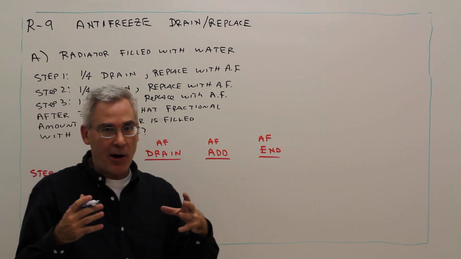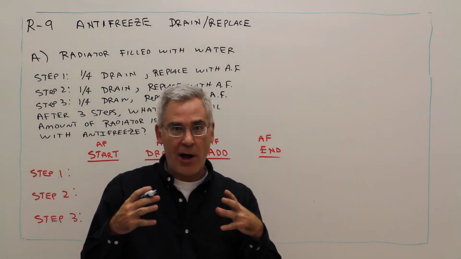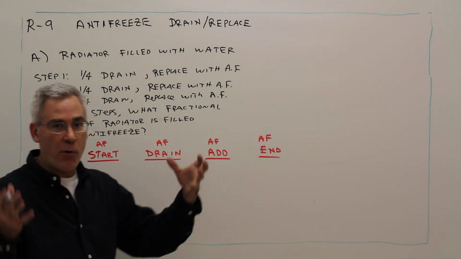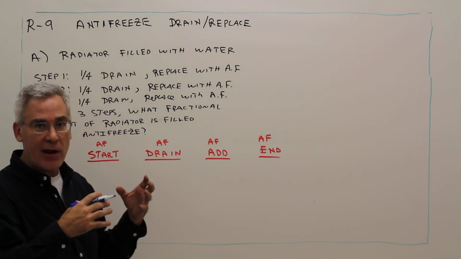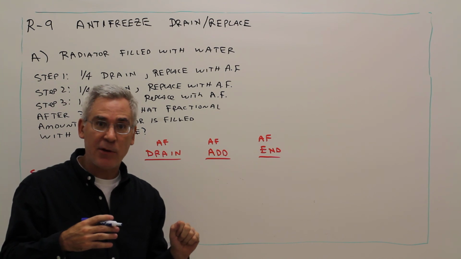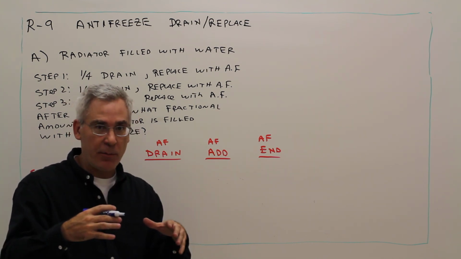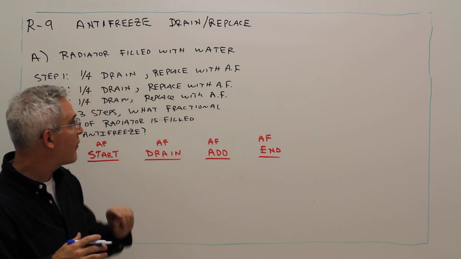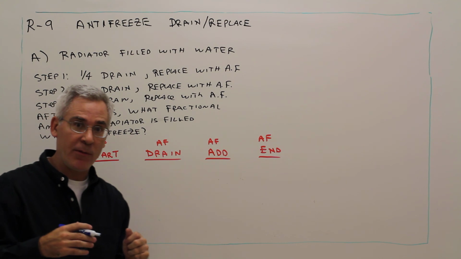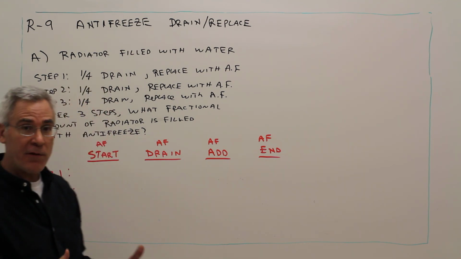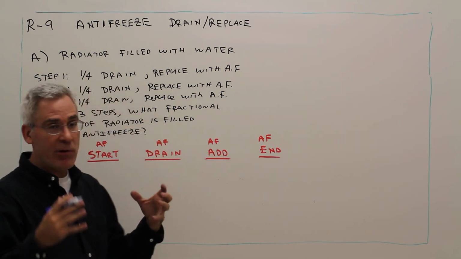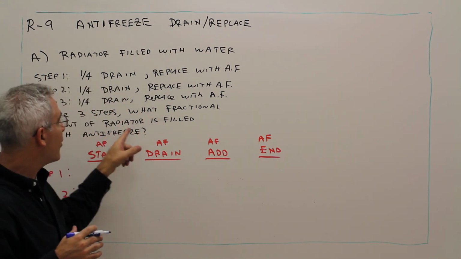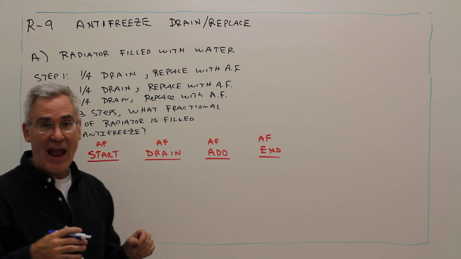A radiator of a car is filled completely with water. Three tasks will be performed. Step one, 1/4 of the water will be drained and replaced with pure antifreeze, and things will be mixed up. After that, 1/4 of this mixture will be drained and replaced with pure antifreeze. Things will be mixed up. Final step, 1/4 of that mixture will be drained and replaced with pure antifreeze. After those three steps, what fractional amount of radiator is filled with antifreeze?